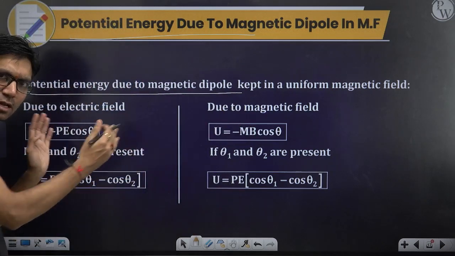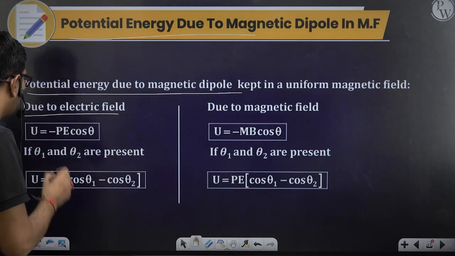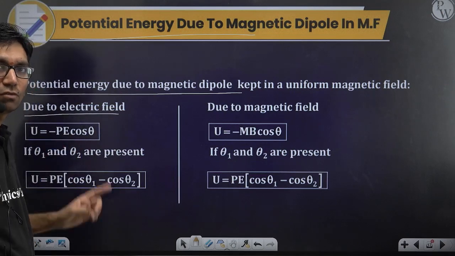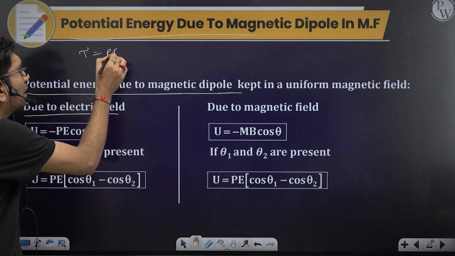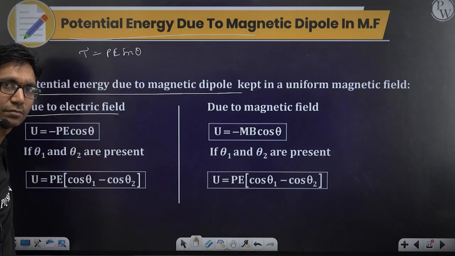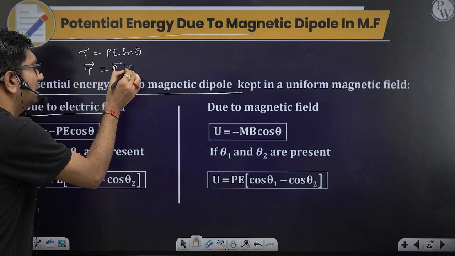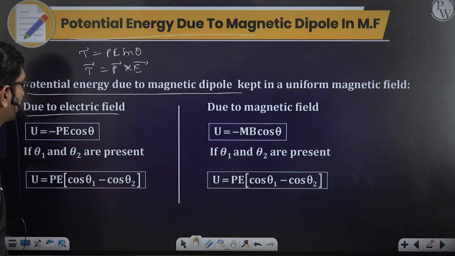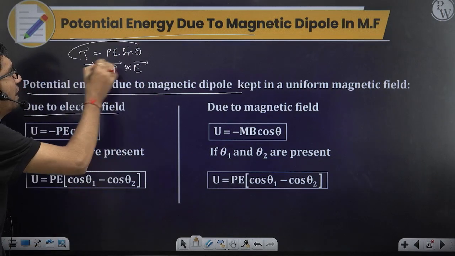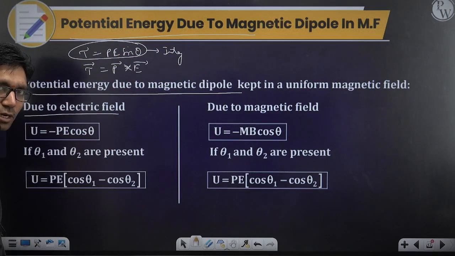Now, see here, potential energy due to magnetic dipole kept in a uniform magnetic field. So here I am again comparing, due to the electric dipole, what is the potential energy we got? Minus PE cos theta we got. Sir, for the torque, we got PE sin theta, correct? So the main thing is, you have to remember this one only, PE sin theta. Sir, how to remember the potential energy formula? Just do the integration of this one, so you'll get minus PE cos theta, okay?